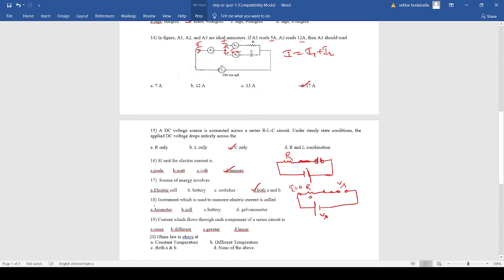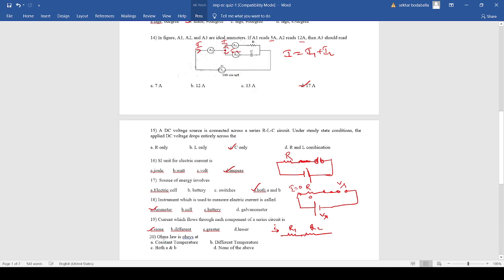Okay. 18th question. Instrument which is used to measure electric current is called ammeter. Already in the previous class question we have seen this ammeter. Okay. 19th. Current which flows through each component of a series circuit is same. See, if I have two resistors connected in series, R1 and R2, if current I is flowing through R1, the same current I will also flow through R2, as these two are connected in series. So in series, current is same.